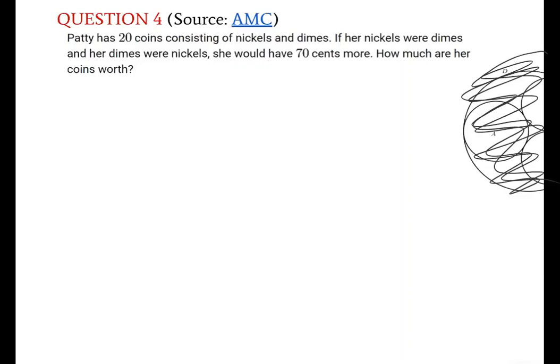So question 4, Patty has coins and blah, blah, blah. So we want to find out how much her coins are worth. So first of all, let's say she has n number of nickels. And then that means that she has d number of dimes. So d can also be expressed as 20 minus n, since she has 20 coins total.